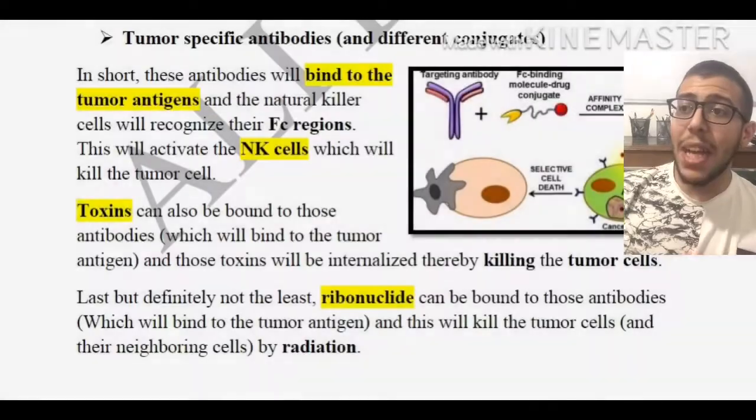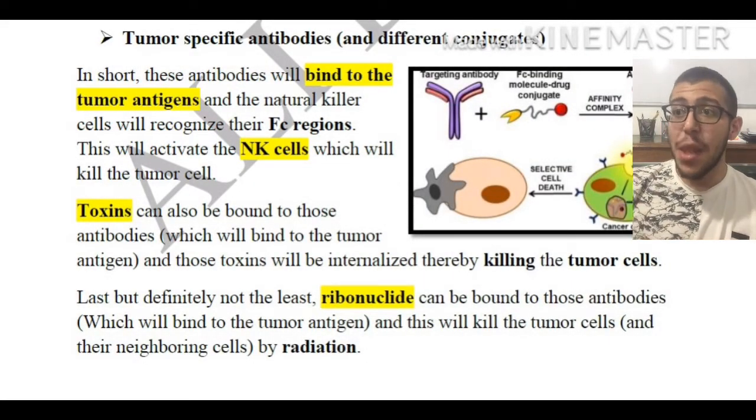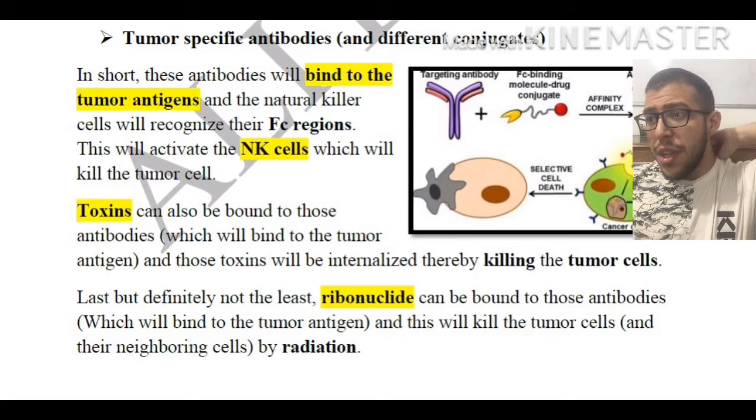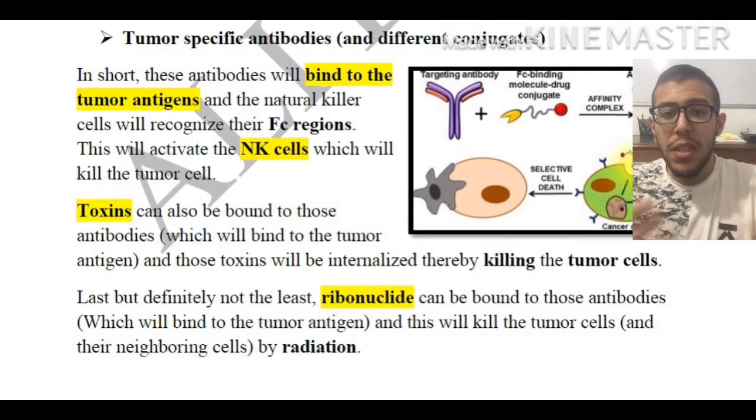In short, these antibodies are going to be binding to the tumor antigens, and the natural killer cells are going to be recognizing the Fc regions. Now, this is going to be activating the NK cells, which is going to be killing the tumor cells. So let me try to explain it.